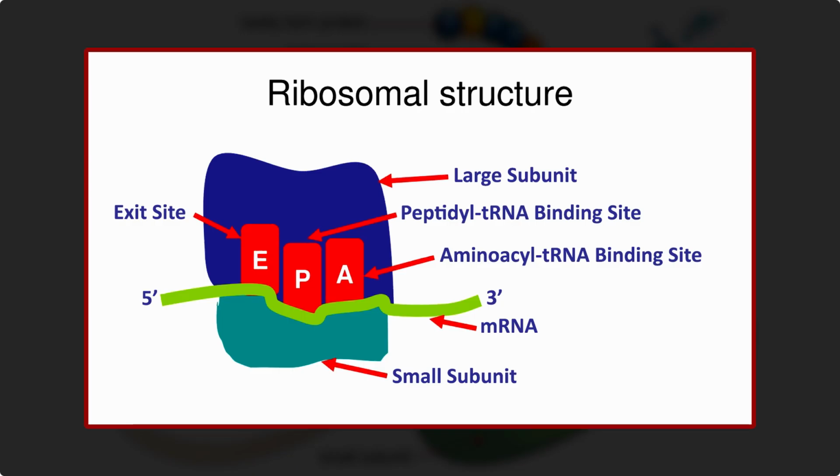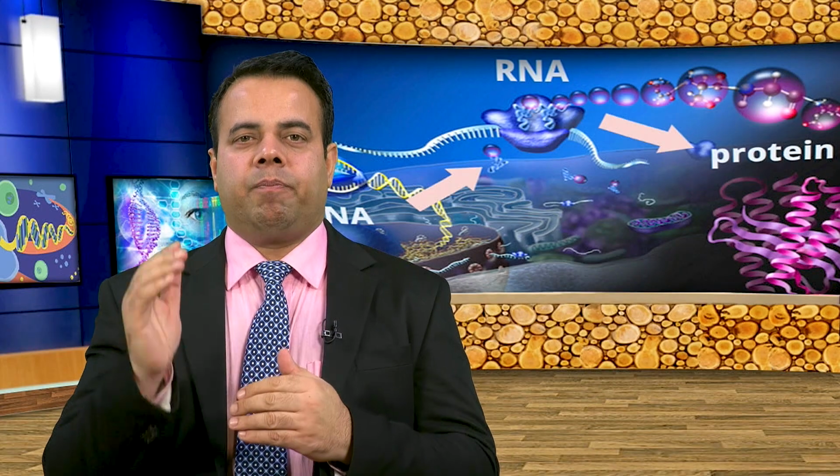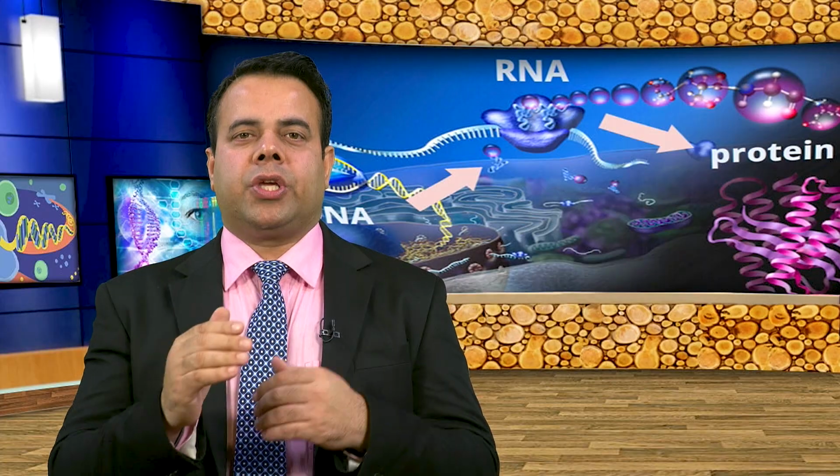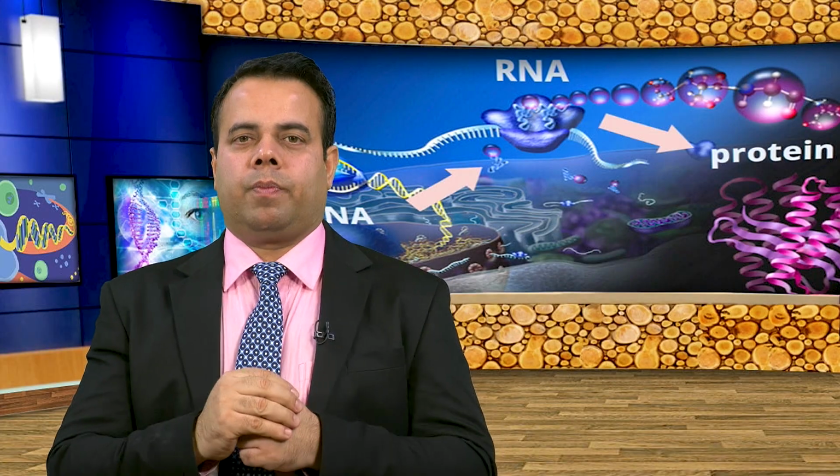The exit site, or E site, is a binding site for tRNA following its role in translation and prior to its release from the ribosome. All 3 sites, A, P, and E, are formed by the rRNA molecules in the ribosome.